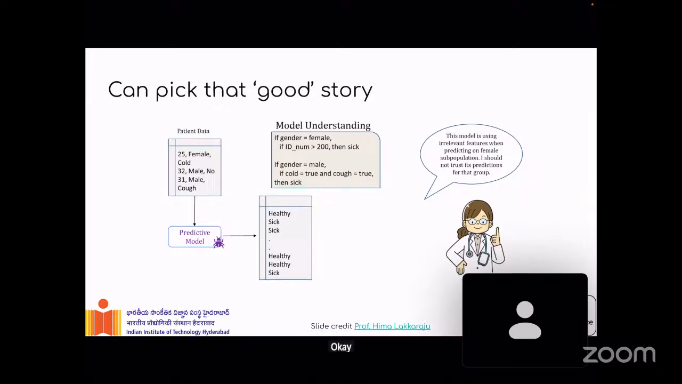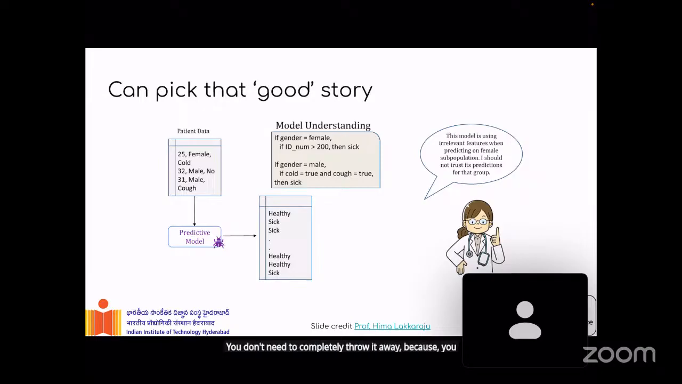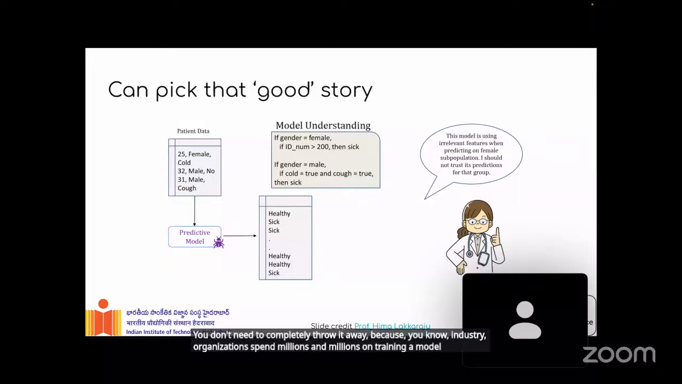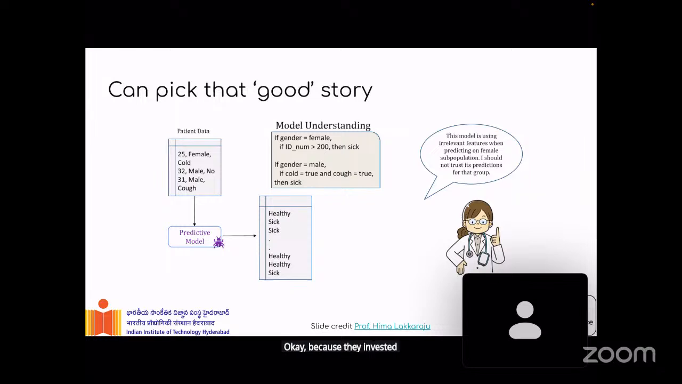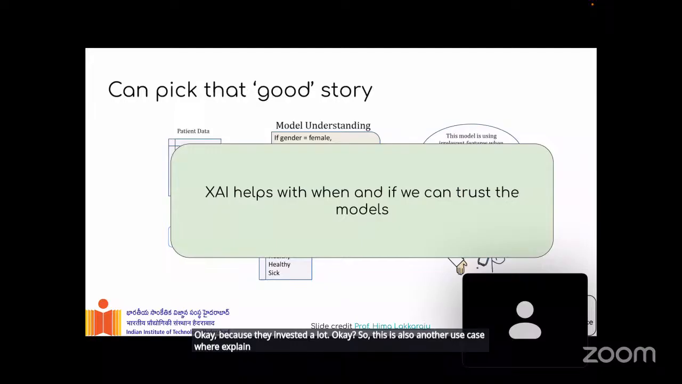Okay, so this explanation helped us decide when to use the model and when not to use the model. You don't need to completely throw it away, because industry organizations spend millions and millions on training a model. There may be some scenarios where they cannot be used, but there may be other scenarios where they can still be used, because they invested a lot. So this is another use case where explainability helps with when to use and when not to use.